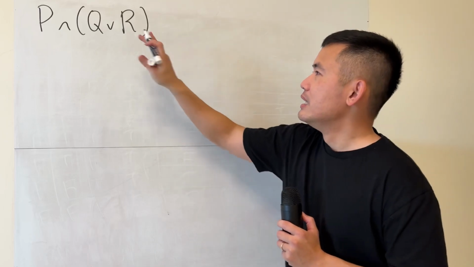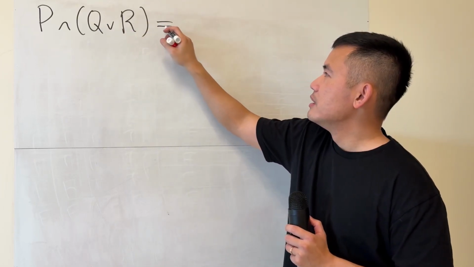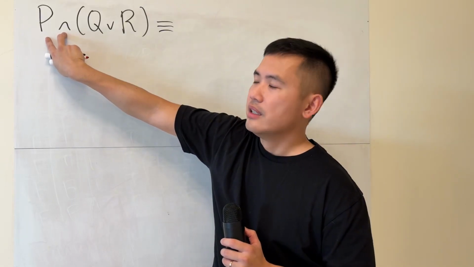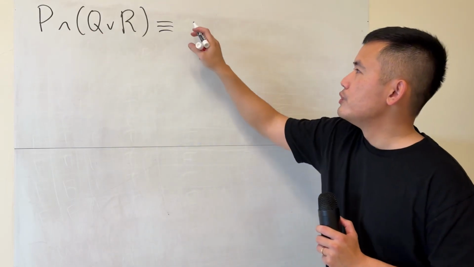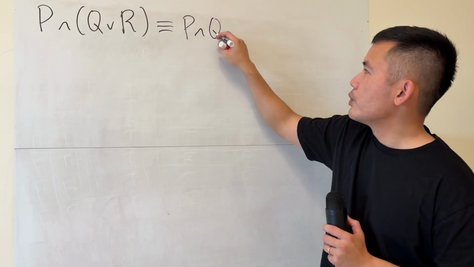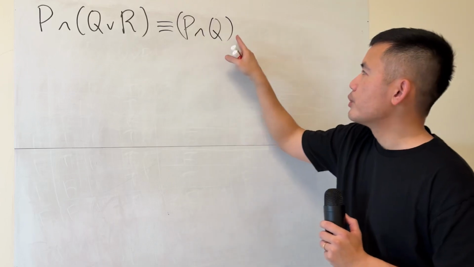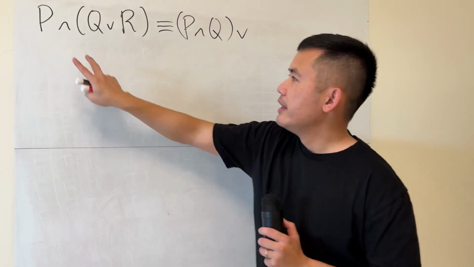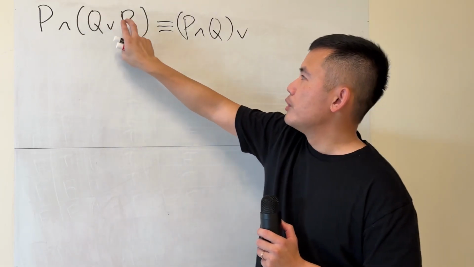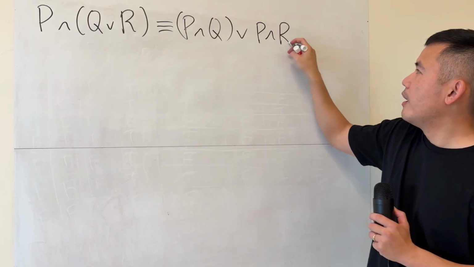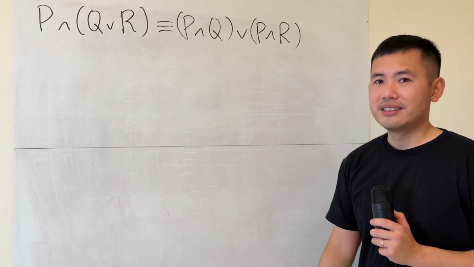And I'll tell you, this right here is logically equivalent to the following. You are just going to take this, distribute to the first one, which is P and Q, and you put parentheses. And then you maintain this symbol right here, so that's or. And then you take this again, distribute to that. So we have P and R, just like this.